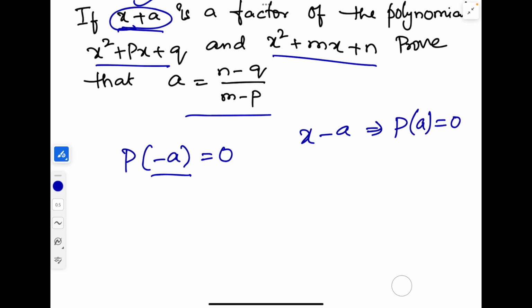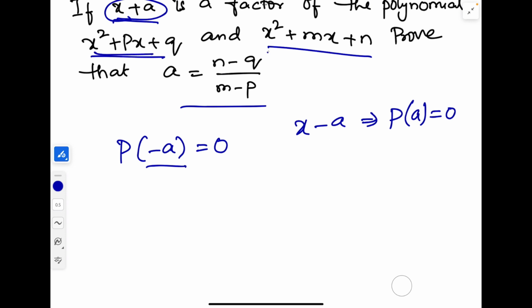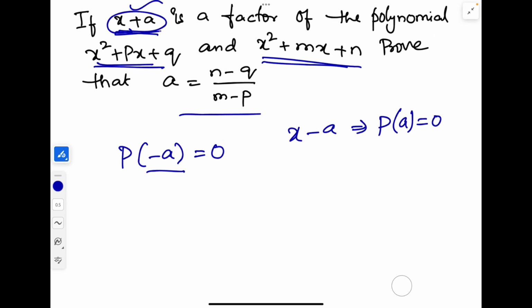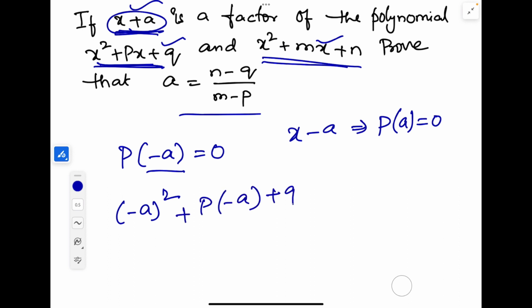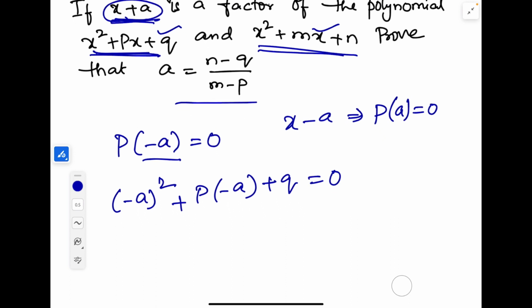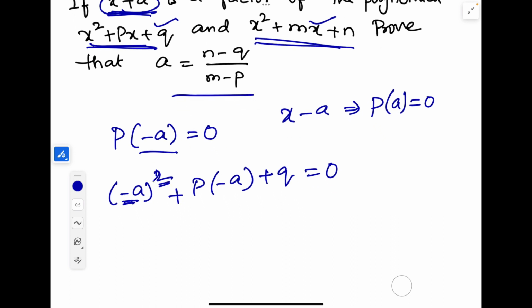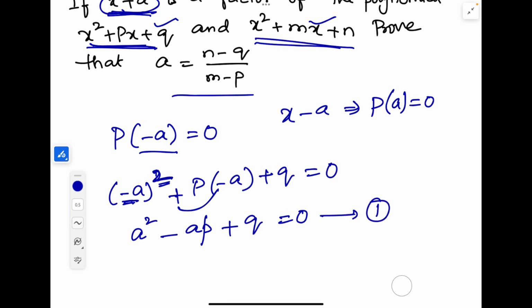Okay, now let us substitute minus a in both the polynomials, as x plus a is a factor of both these polynomials. So let us take the first polynomial, minus a whole square plus p times minus a plus q is equal to 0 because it's a factor. If you have a negative sign and it is a square, if it's an even exponent, then the answer will be positive. Okay, so a square plus into minus is minus, a times p plus q is equal to 0. Let us take it as equation number 1.